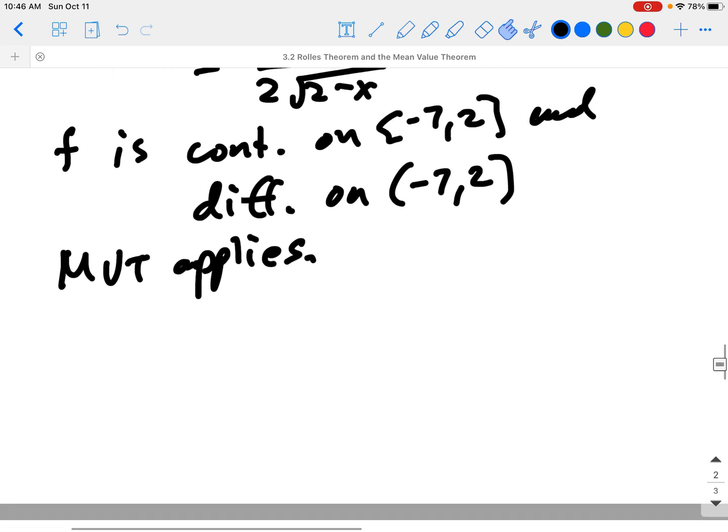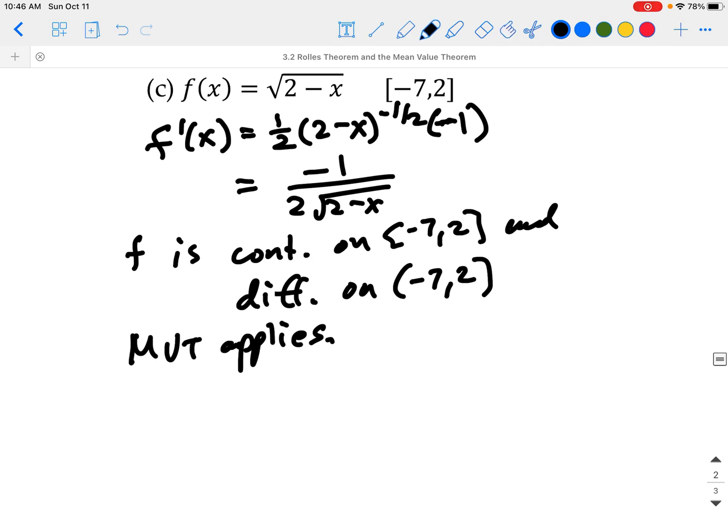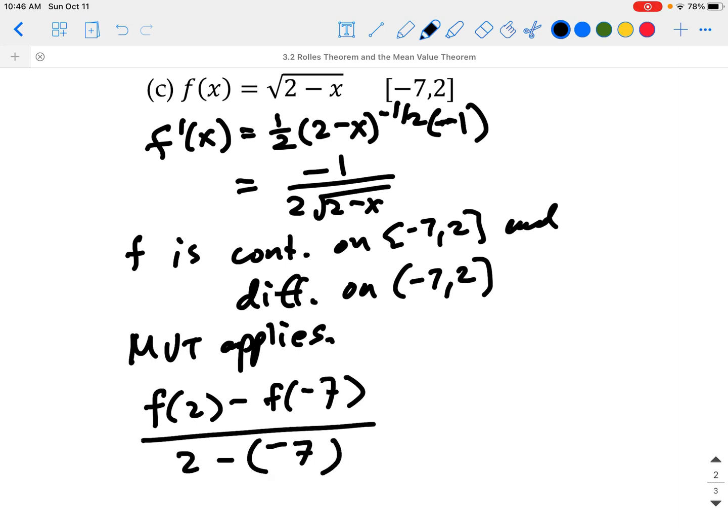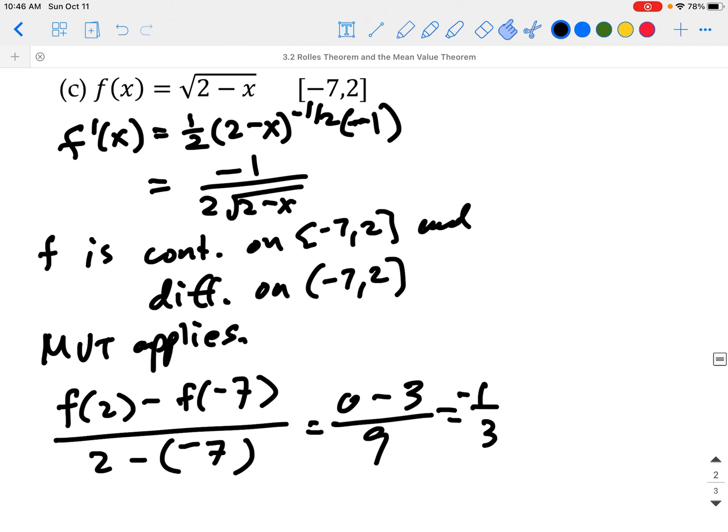All right, so let's go ahead and figure out what our average rate of change is here. So we'll have f of 2 minus f of negative 7 all over 2 minus negative 7. So f of 2 is going to be 0, minus f of negative 7 is going to be 2 plus 7, which is 9. So the square root of 9 is 3, all over 2 minus negative 7, which is 9. So it looks like we're going to get negative 1/3.